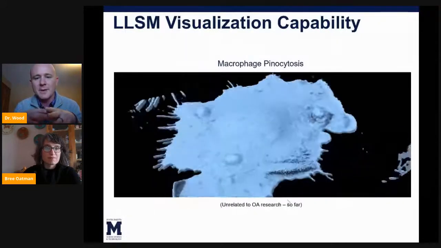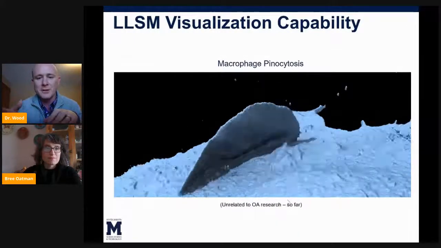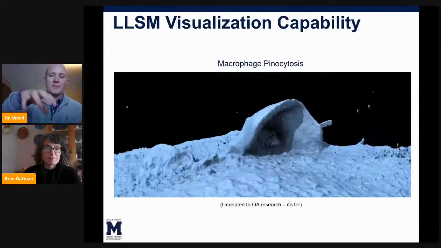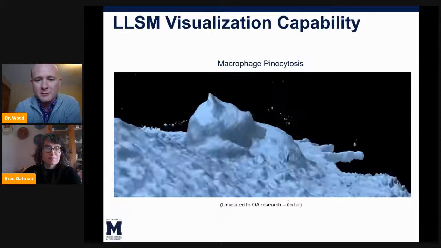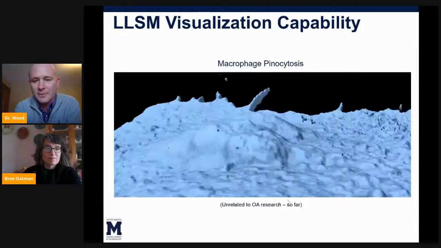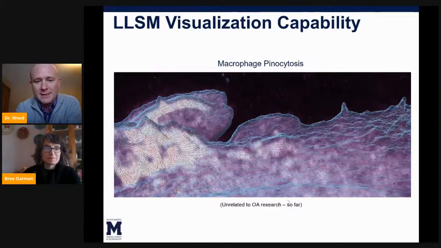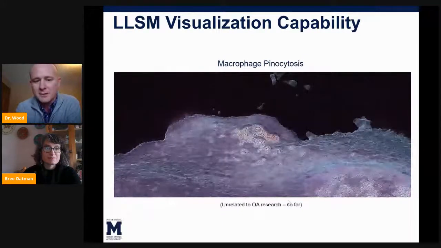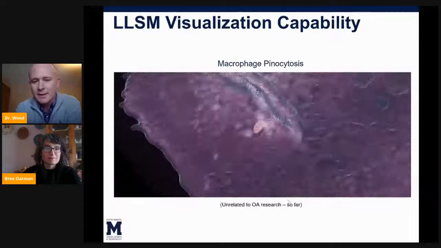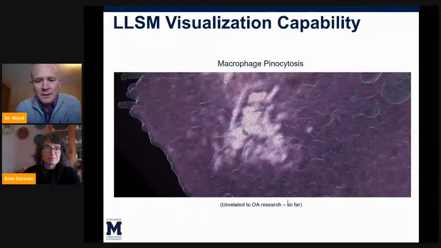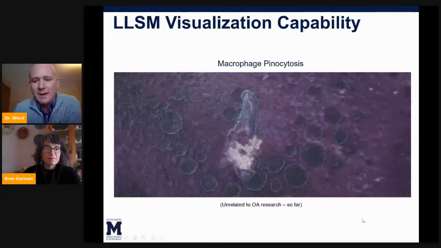So this is looking at pinocytosis of a macrophage. So basically cell drinking, and you can see how the cell is putting up these big ruffles and taking in fluid, which is invisible in the image. Anything black you can imagine is just fluid here. And we can look at the cells in a variety of different ways, as a solid surface, or we can make a mesh out of it so that we can see what's going on inside of the cell. So that gives you an idea of the power of this microscope.